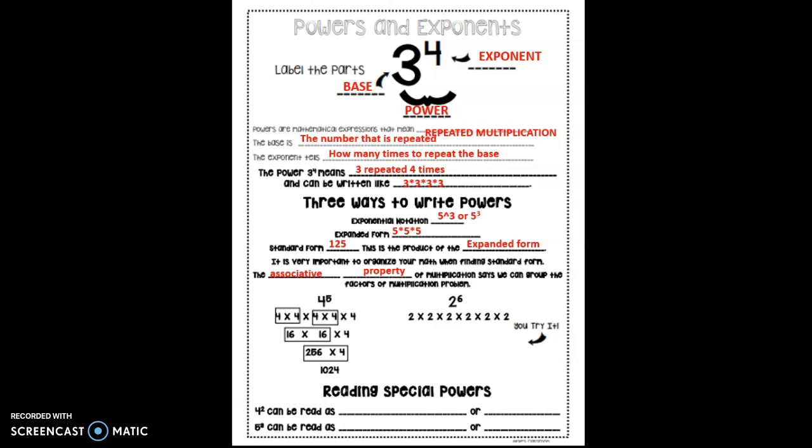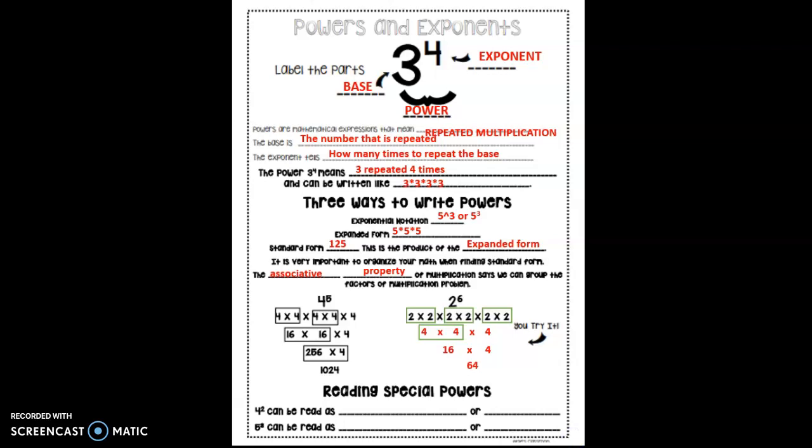2 to the 6th power, which is 2 times 2 times 2 times 2 times 2 times 2. We can group the 2's into 3 sets of 2. 2 times 2 is 4, so that gives us a number sentence of 4 times 4 times 4. We can group 2 of the 4's together to get 16 times 4. 16 times 4 is 64.